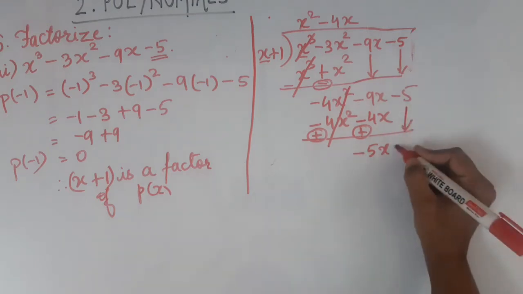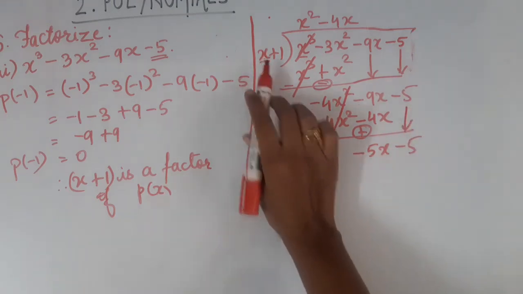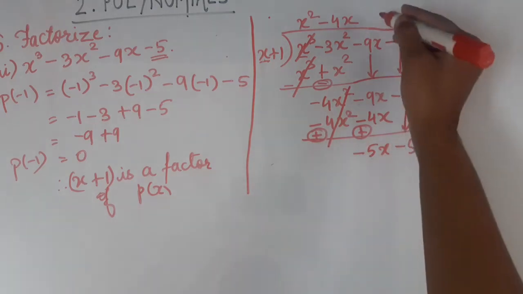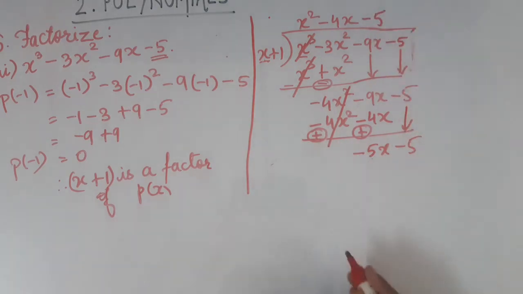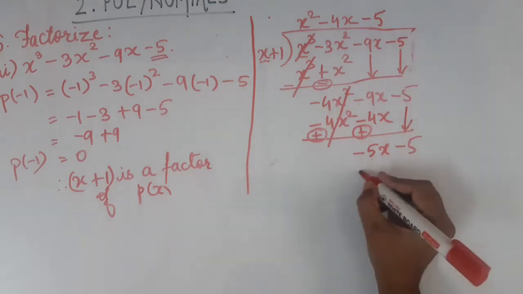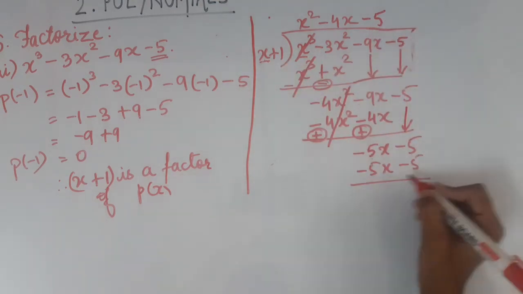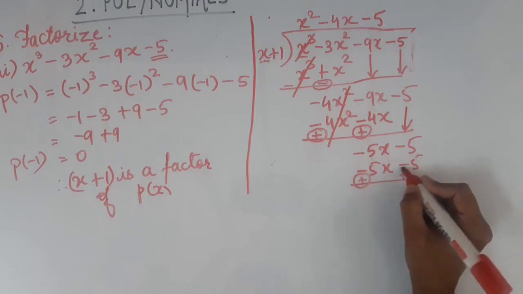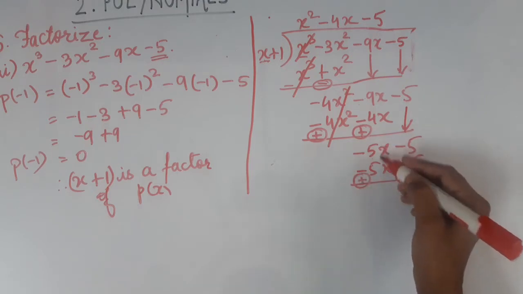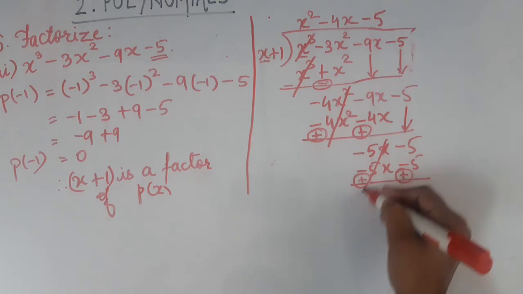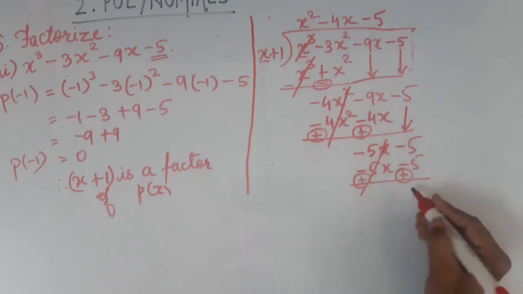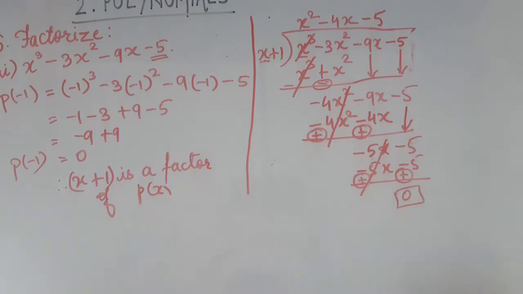Now take this minus 5 down. So with what should I multiply x so that I'll get minus 5x? With minus 5. Right? So x into minus 5 I will get minus 5x. 1 into minus 5 I will get minus 5. Change the signs, plus. This also will become plus. So minus 5x plus 5x cancel. Minus 5 plus 5, 0. So we were knowing that remainder is going to be 0. What we were interested in was the quotient, right?